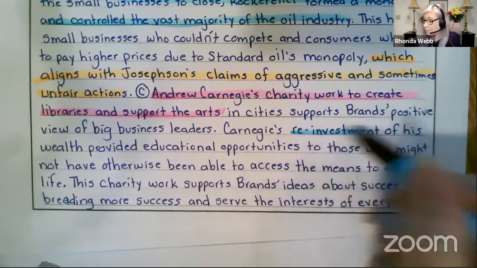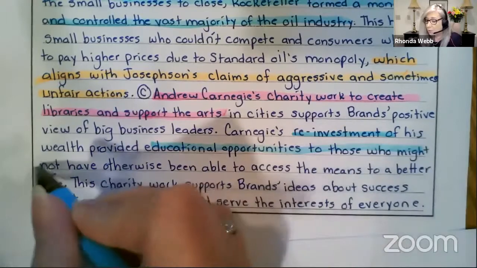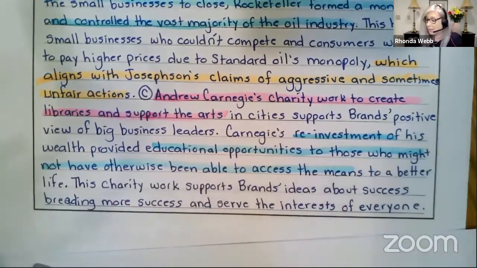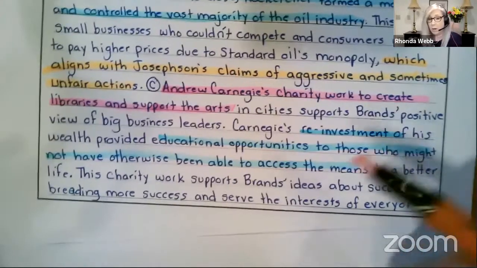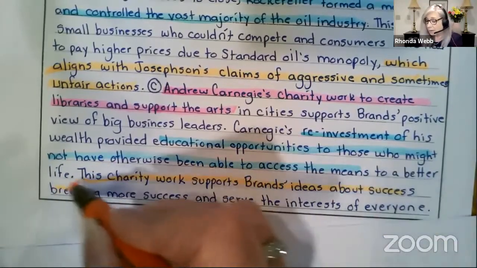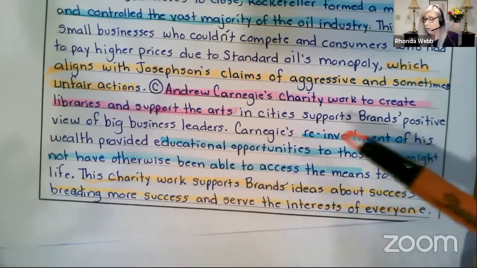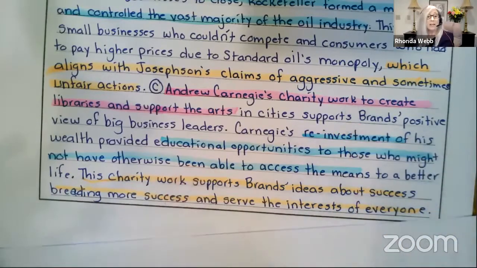Carnegie's reinvestment of his wealth provided educational opportunities to those who might not have otherwise been able to access it. So this is how it's helping the community. Then I've got to tie it back to Brands. This charity work supports Brands' ideas about success breeding more success and serving the interest of everyone, right? So if we are providing education, then that's going to help everyone in the community. All right, so that's how you would use the two passage questions.